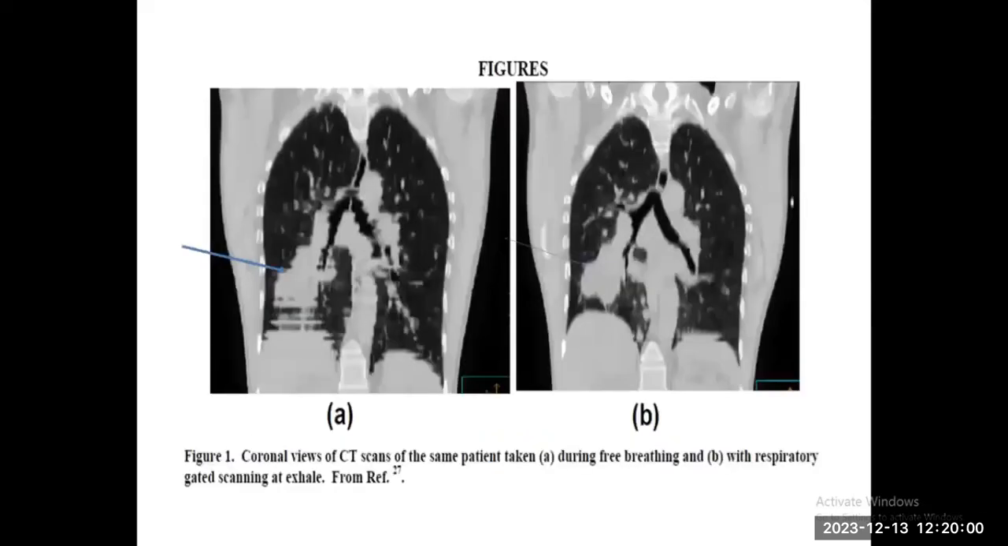So these two images show the difference between gating and non-gating. A represents a normal CT and B represents 4D CT. In 4D CT, the tumor is very clear, but in figure A, the tumor is not clear. It is a blurred CT image.